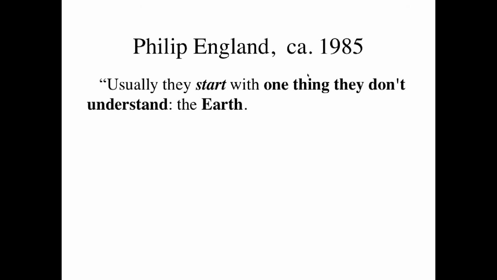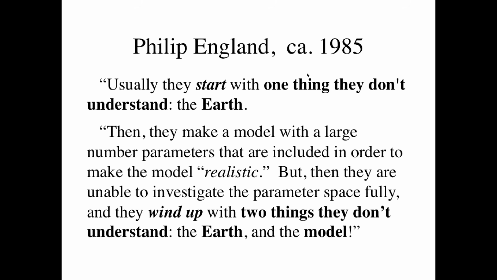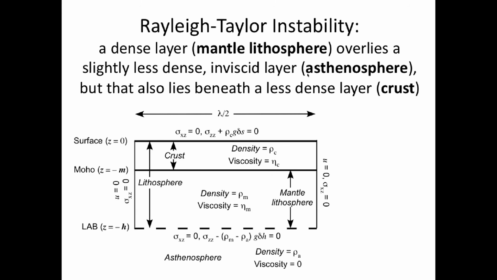Philip England said that usually they start with one thing they don't understand, the Earth. Then they make a model with a large number of parameters that are included in order to make the model realistic. But then they are unable to investigate the parameter space fully, and they wind up with two things they don't understand: the Earth and the model. And I contend this is a big step backwards. We haven't gotten anywhere when we do this. Okay, so we try to make it simple. It's still not that simple.